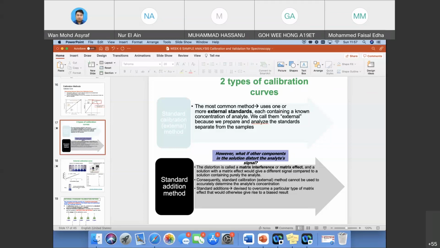You will see the differences later on. But I just want you to understand that the external calibration method is independent of your sample, which means there is no matrix effect. You assume there is no matrix effect, but for the standard addition method, you assume there is a matrix effect. So your calibration curve needs to come from your sample itself, which we will look at later on, on how to do this.